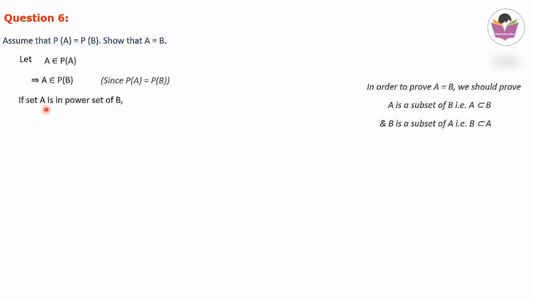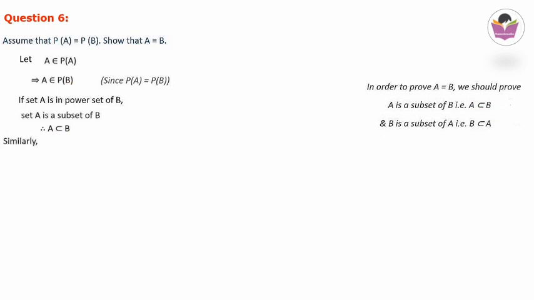Here, if set A is in the power set of B, we know that the power set is a collection of all subsets. That means A is a subset of B. So P of B is a collection of all subsets of B, so A being an element of this set means A is a subset of B. We can write it as A ⊆ B. This is the first statement we have proved: A is a subset of B.